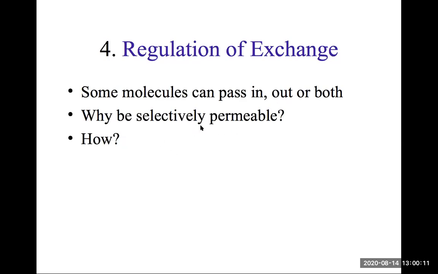So why is it important to be selectively permeable? Well, some molecules, if they came inside the cell, might be bad for the cell. They might poison the cell or accumulate to toxic levels. If all molecules could just leave, the cell might lose all of its ATP or all of its water, okay? So you want things to be able to come in and out of the cell so it can feed and get rid of waste, but you need to be careful about which materials and how much.